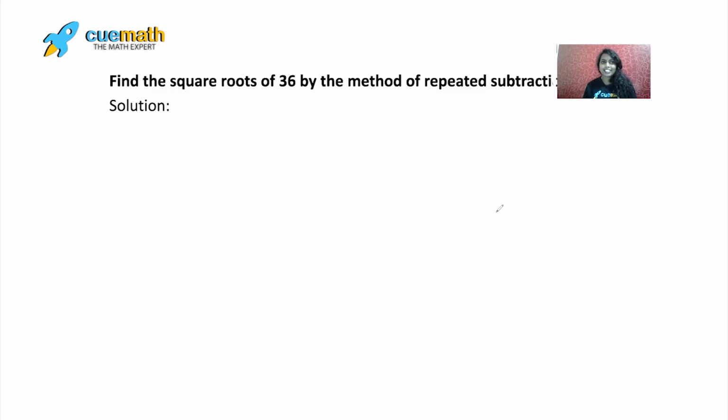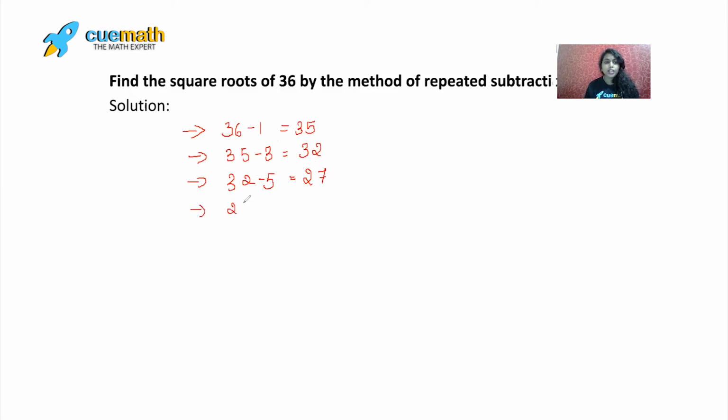Let us consider the square root of 36 by the method of repeated subtraction. This is an NCERT problem. Let's start solving this. So 36. As I told you, step 1 is you have to do the successive subtraction with odd numbers. So minus 1 and that gives 35. Again, 35 minus 3 will give you 32. Now 32 minus, look at this, 1, 3 and the next odd number is 5. So 32 minus 5 will give me 27.